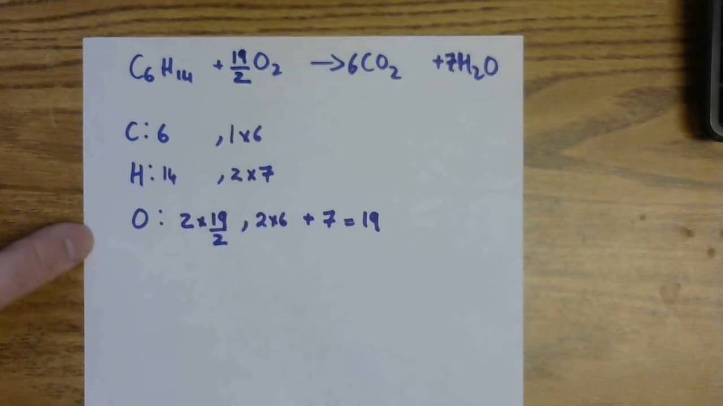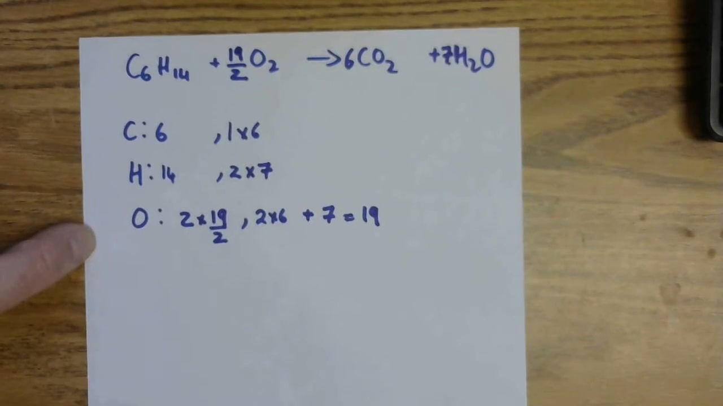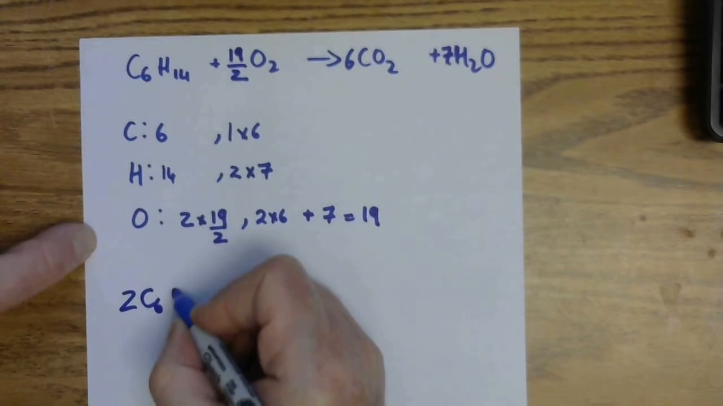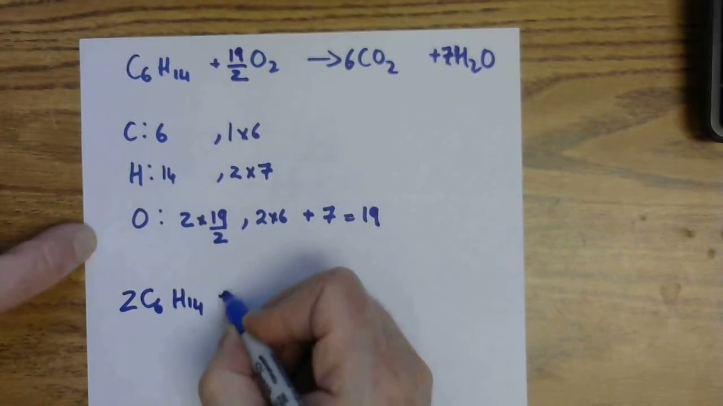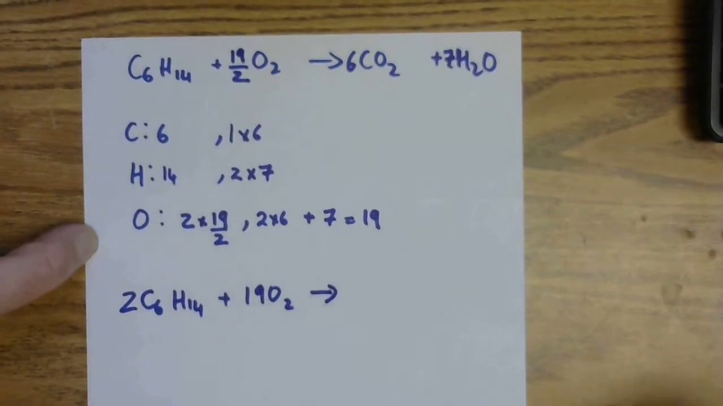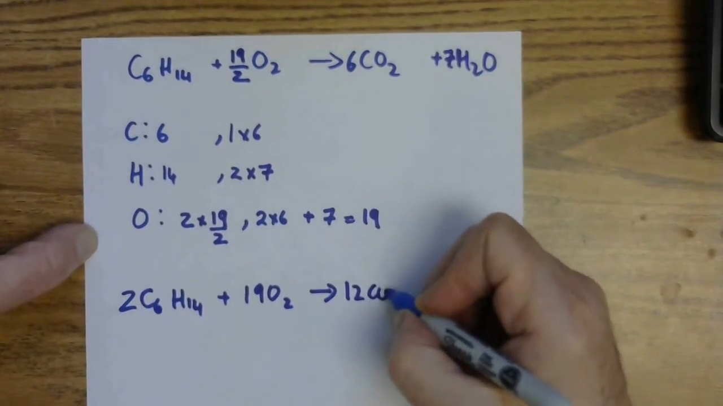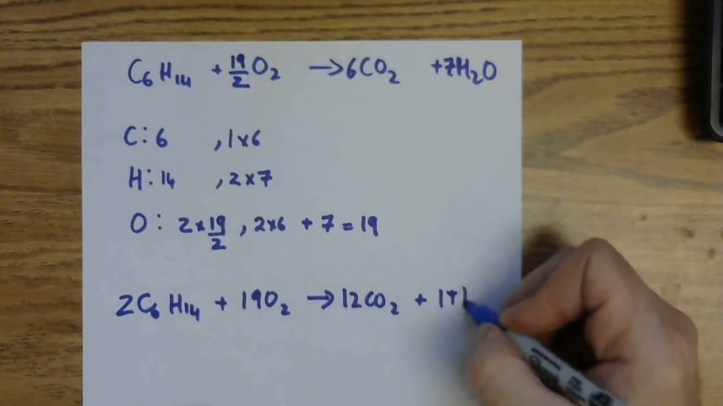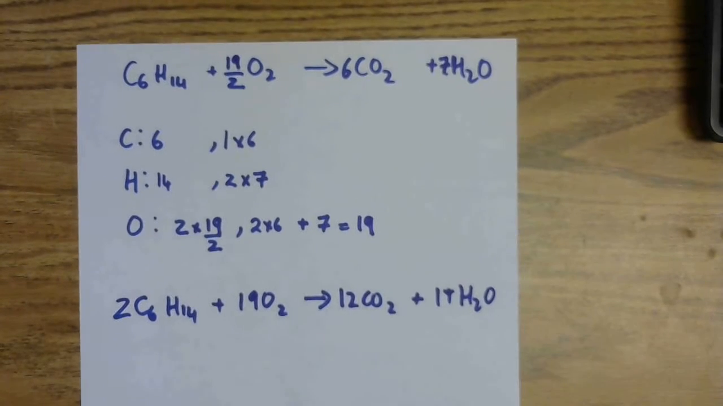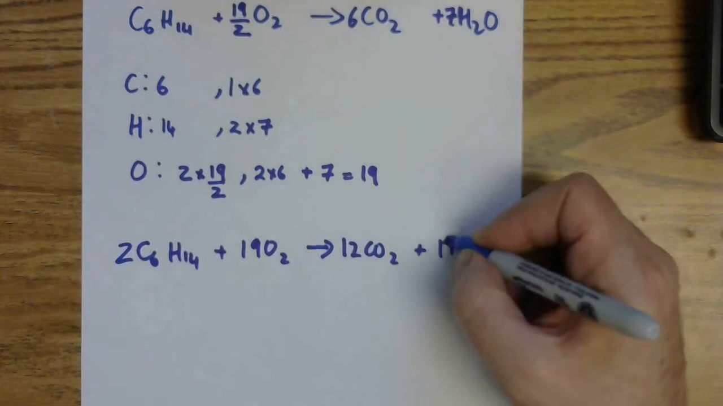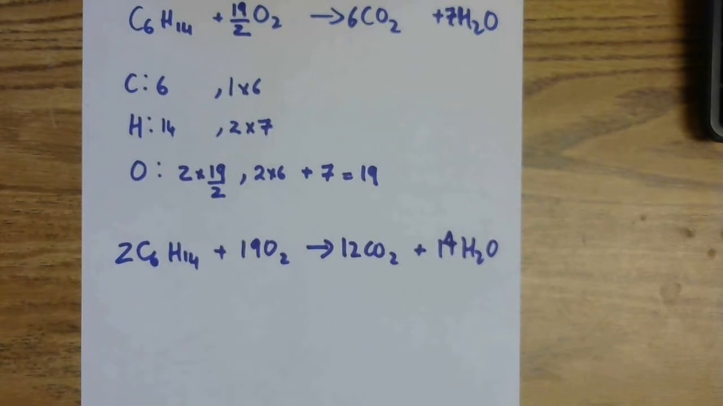So what I'm going to do is multiply all of my coefficients by 2 to eliminate that fraction. So this is going to become 2C6H14 plus 19O2 gives 12 CO2 and 14 waters. And if I check all of my atoms now, everything should be balanced.